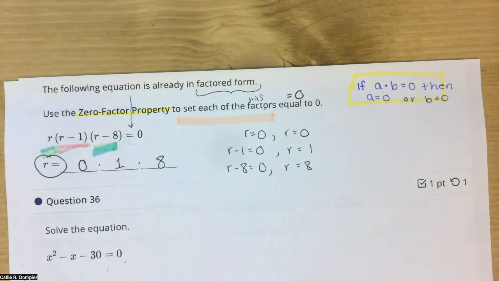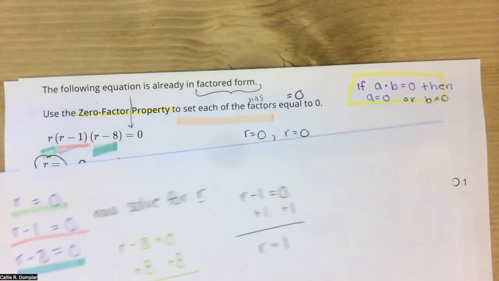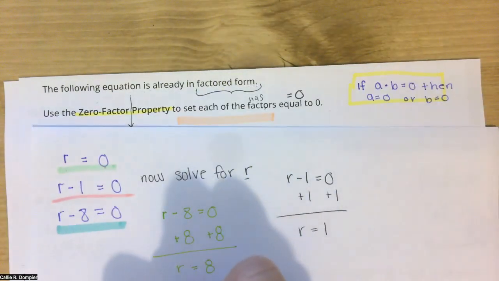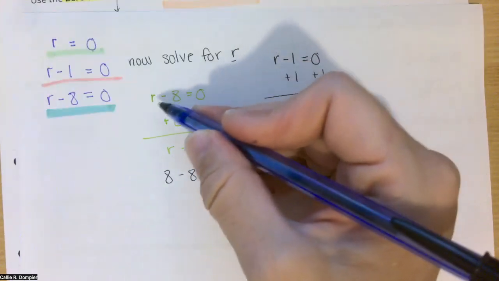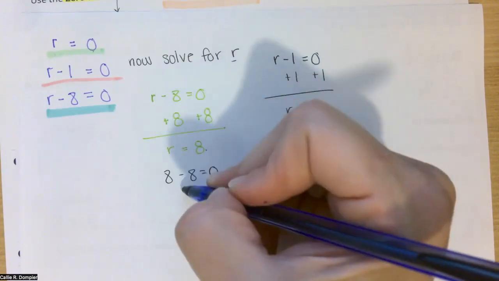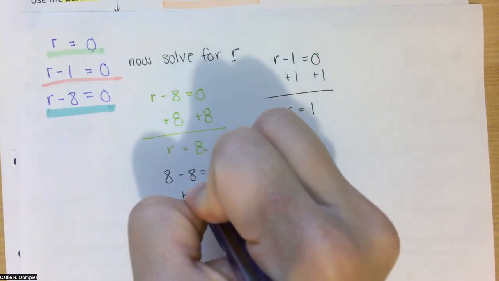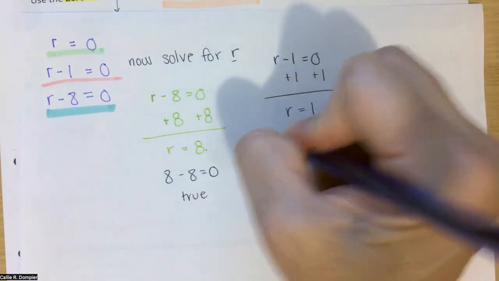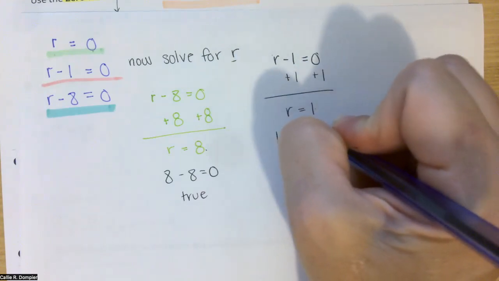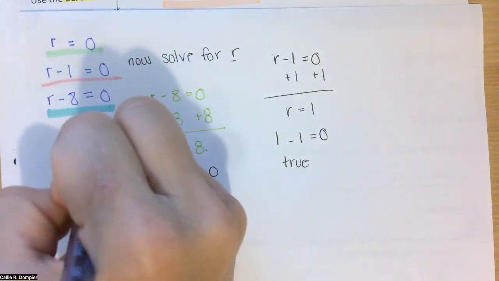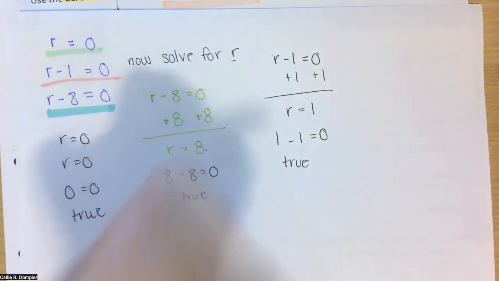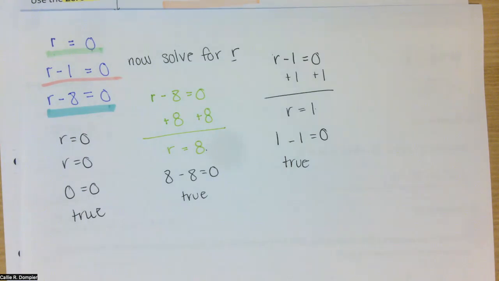Why? Because if we put it back, we found R equals 8. That means 8 minus 8 equals 0. I put that 8 in for R, and that is true. Here, R is 1, so instead of this R, I have 1 minus 1 equals 0. True. And this we just said R equals 0, so 0 equals 0 is also true. Good. So that's how you found those 3 answers.